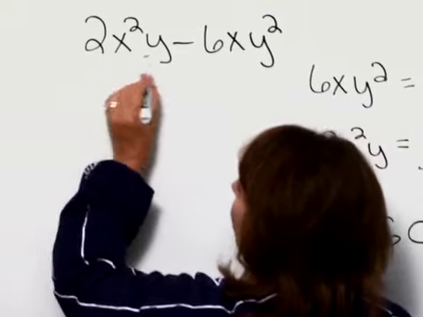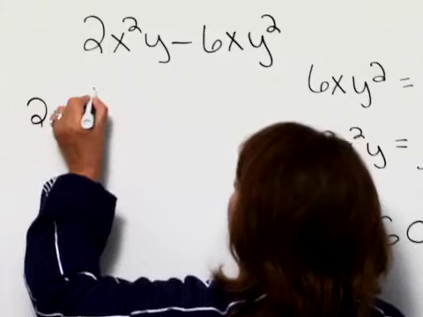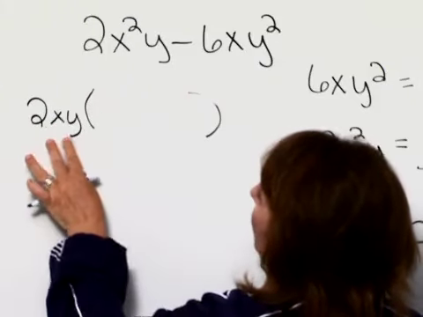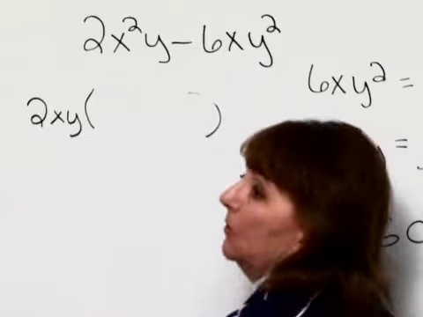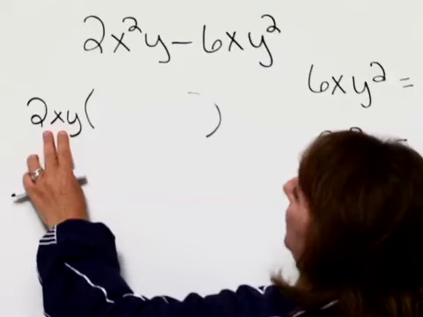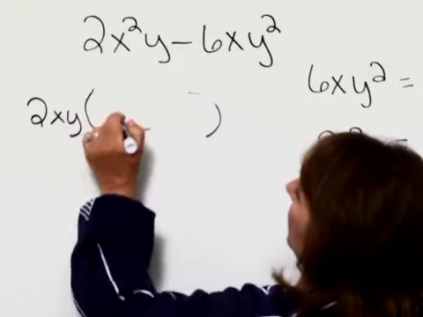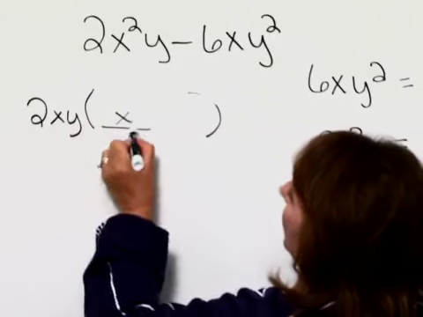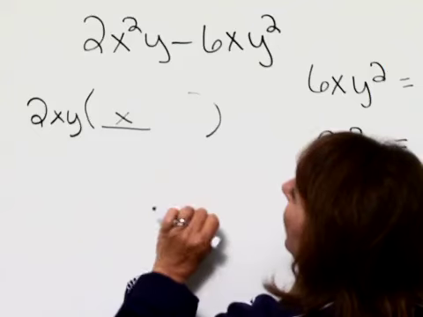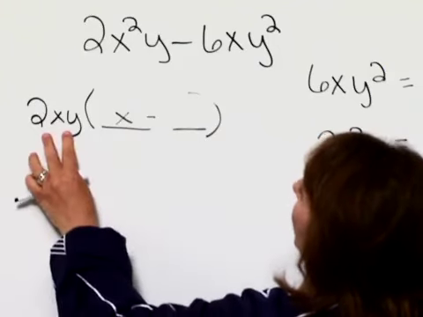To factor out the greatest common factor, we write 2xy times a binomial. And this times this will equal that. So now we begin our factoring process. What we want is 2xy times what equals this term? Well, as we can see, x, and let's check. 2xy times x gives us 2x squared y. Now minus, and let's look for the second term, 6xy squared.